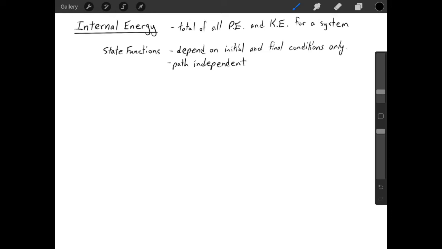And we can translate this into a mathematical expression. We can say that the change in internal energy is delta E, and that's simply equal to the internal energy at whatever the final conditions are, minus the internal energy at whatever the initial conditions were. And in addition to mathematically, we can relate this graphically.